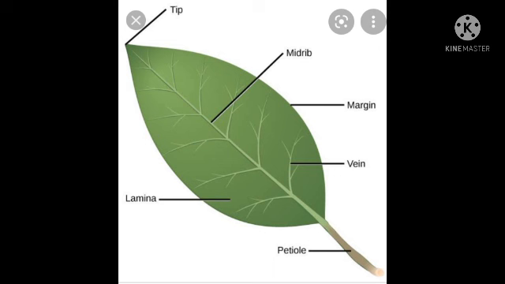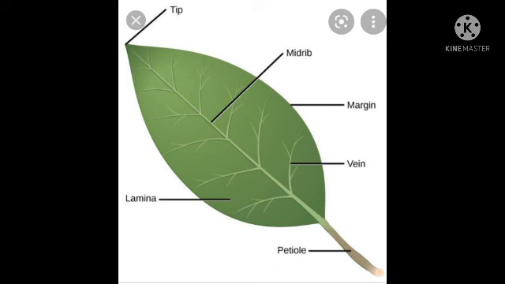The next one, the green color of the leaf is due to the presence of green colored pigment called chlorophyll. On the lower side of the leaf, there are tiny pores or openings known as stomata.